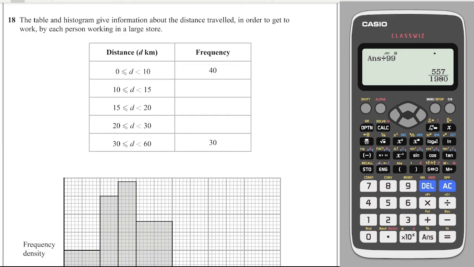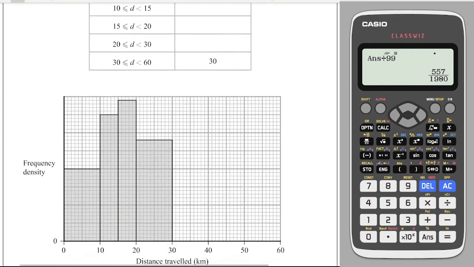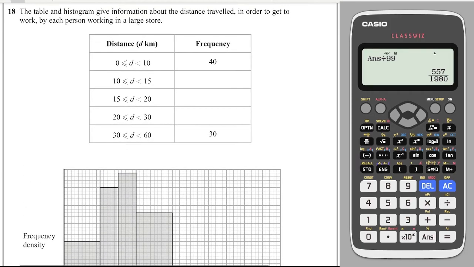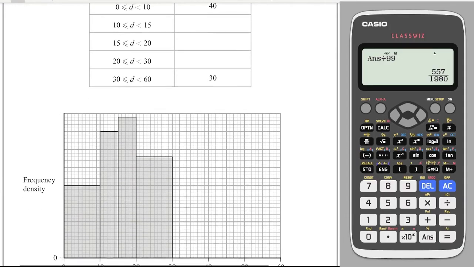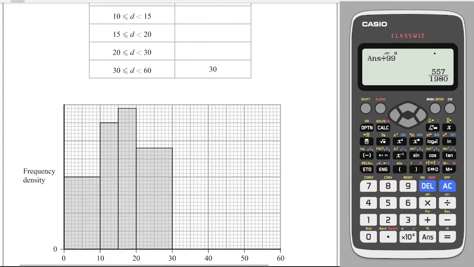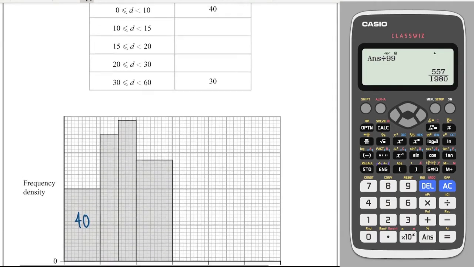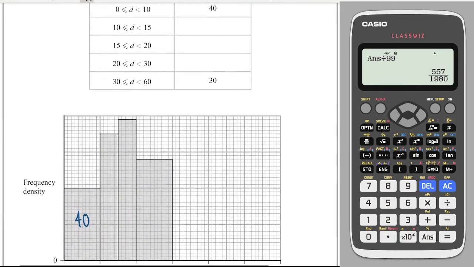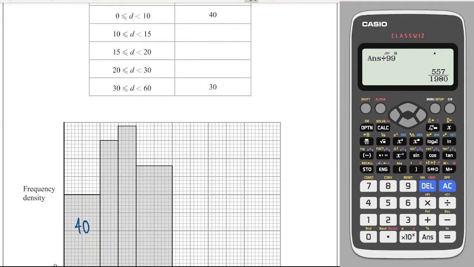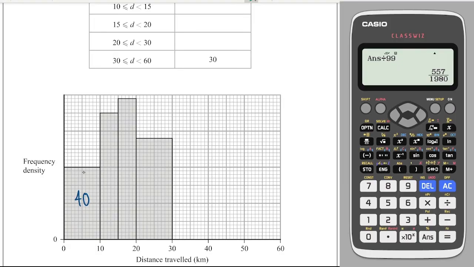Histograms. These are my worst enemy. I absolutely hate these questions. 0 to 10 is 40, right? So I know that that area there is 40. And that's all the information that's going to marry up with the graph, because this is given and it's also given on the graph.